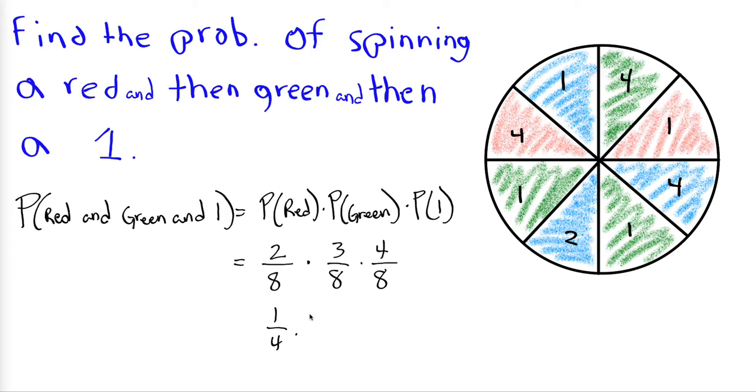So 1/4, 3/8, 1/2 would give me 3/64. Now, you can have the answer as a decimal, so even if you went to the calculator, that'd be okay.